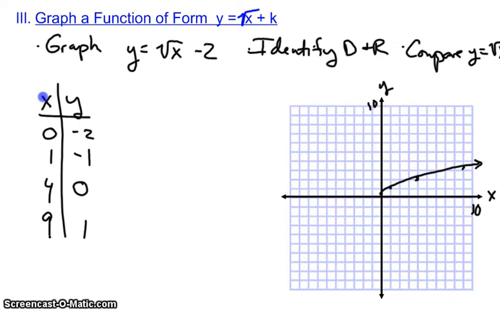Oops, it's not as exact as it should be, but I'm a little uncalibrated. Okay, so our new function is at 0, -2, 1, -1, or 0, 9, 1.